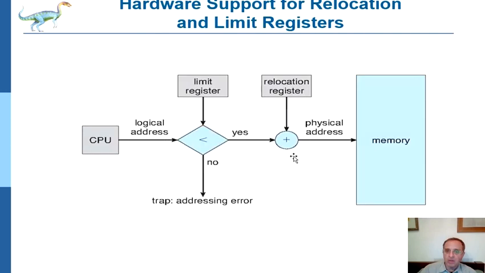So that would be added to the 10, and I get 300,010, and that would be the actual physical address. That's why there is this plus symbol here. That's the actual physical address that I would actually read.